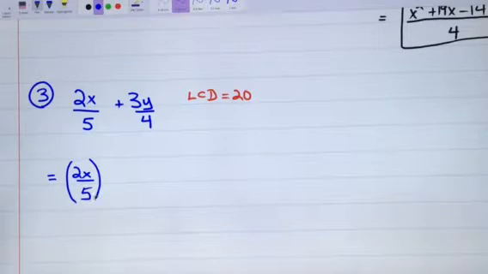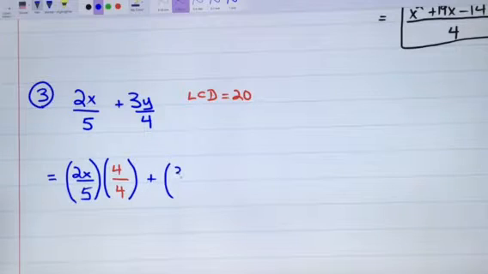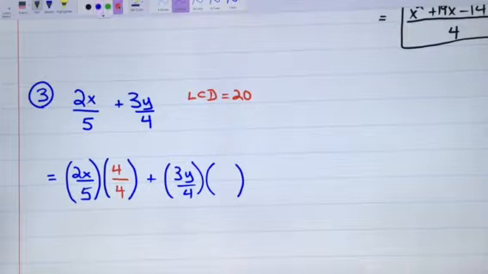And I can multiply by 1 in the form of the number of times that 5 will go into 20. 5 into 20 is 4, so I can multiply by 1 in the form of 4/4. Now as for 3y over 4, 4 will go into 20 5 times, so I can multiply this rational expression by 1 in the form of 5/5.